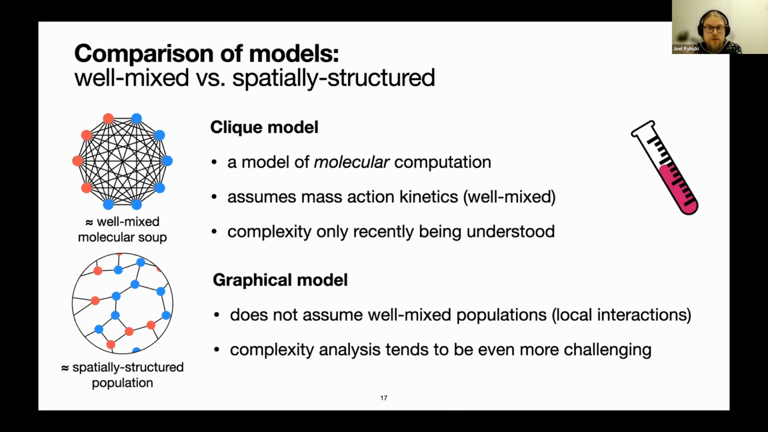In our work, we go beyond the well-mixed setting and instead consider spatially structured systems where the interaction graph is not a clique. Now the situation is quite different as the interaction patterns now depend on the structure of the underlying interaction graph. And this makes the complexity analysis of many protocols much more challenging. All right, so let's now look at what is known about leader election and majority problems in both the well-mixed setting and in the spatially structured setting.